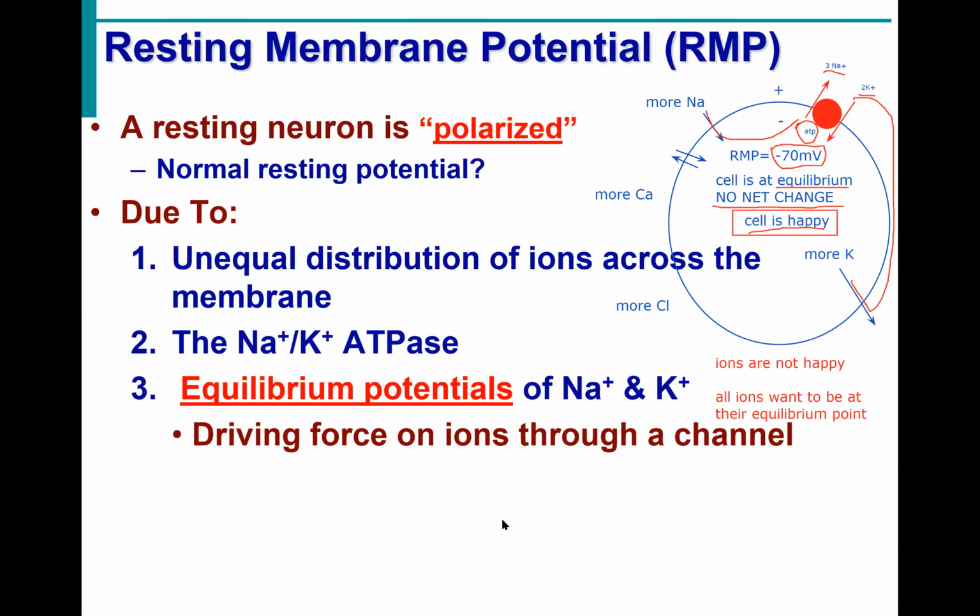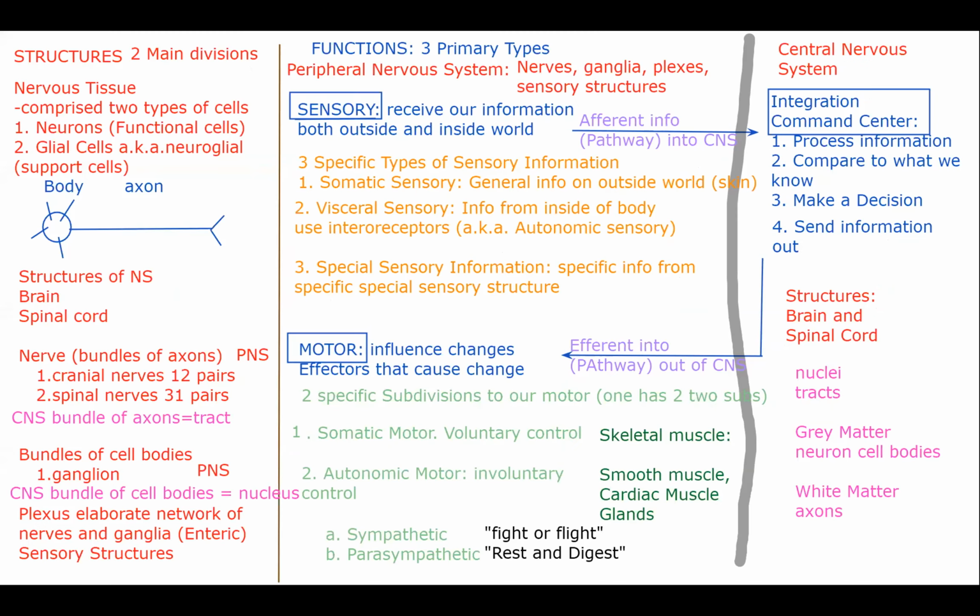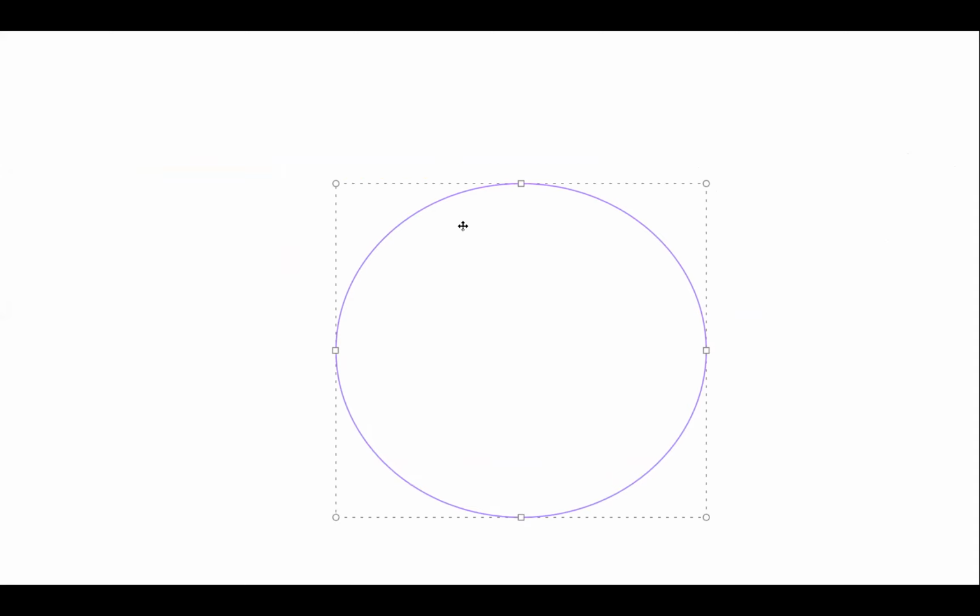So let's go to the whiteboard, clear all of that, and then start over again with our drawing. Here's our cell. And for right now, let's just focus on sodium. Our cell is at a resting membrane potential where it's happy, as we talked about, at -70 millivolts. But remember, what we're going to talk about right now is sodium.